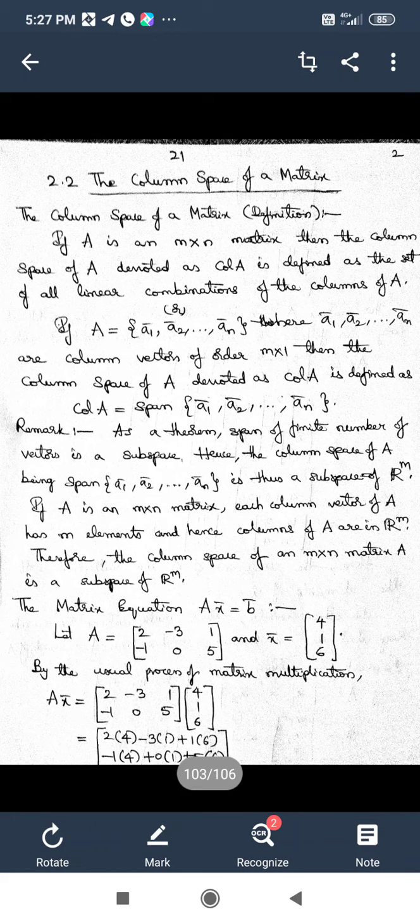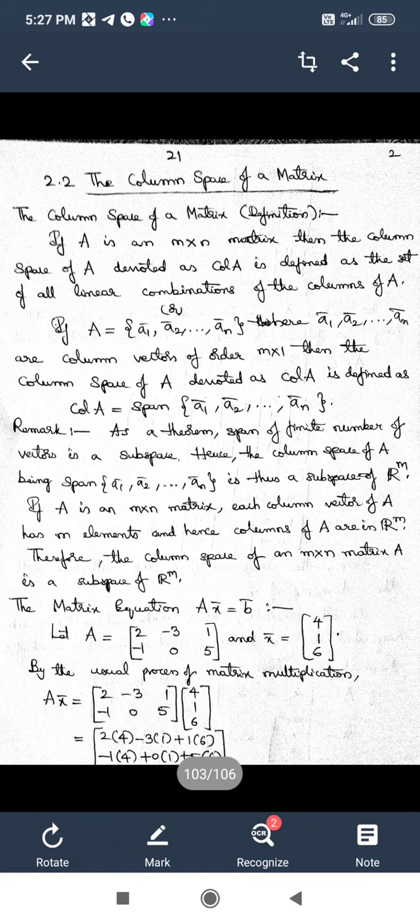So each column vector is an element of the m-dimensional space Rm. That is how the span of the set a1 bar, a2 bar, so on an bar is a subspace of the vector space Rm. Therefore, the column space of an m by n matrix A is a subspace of Rm. Now let us move on to see the matrix equation Ax bar is equal to b bar.